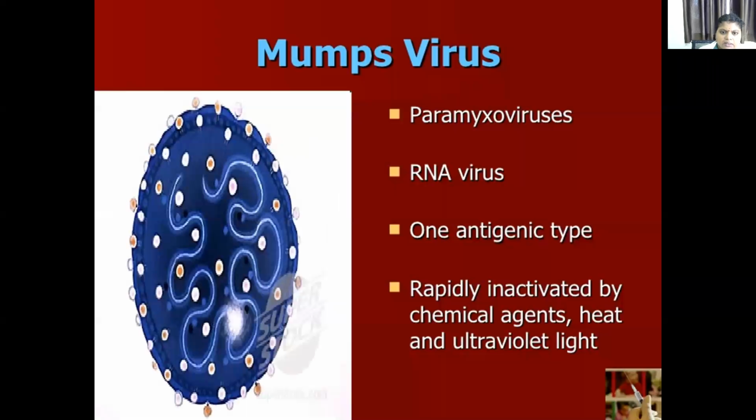And the mumps virus belongs to the genus rubulavirus. It's an RNA virus. Exhibits only a single antigenic type. Doesn't show any antigenic variability. It is rapidly inactivated by either formaldehyde or ultraviolet rays.